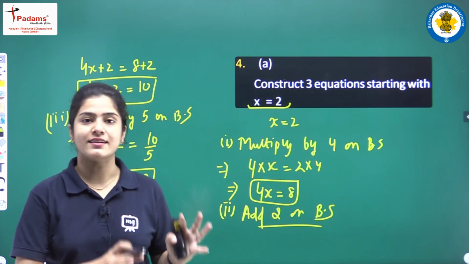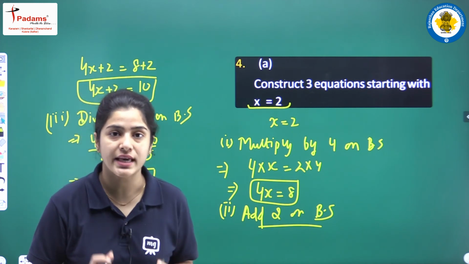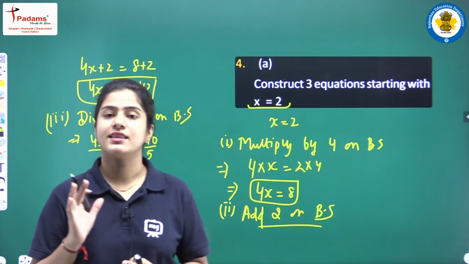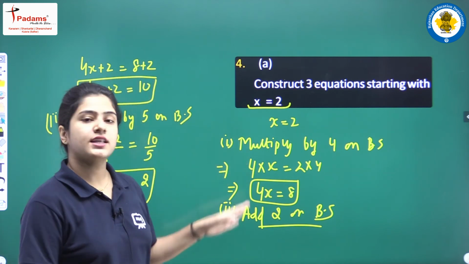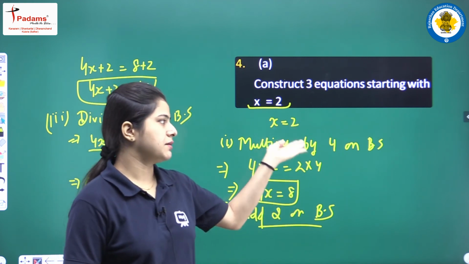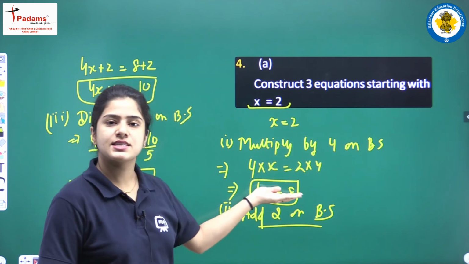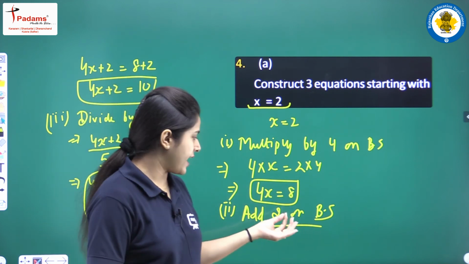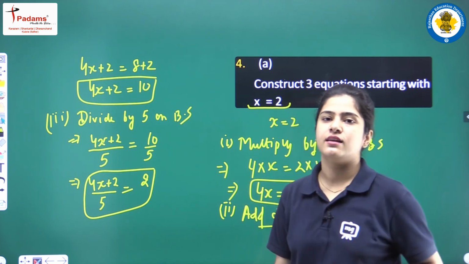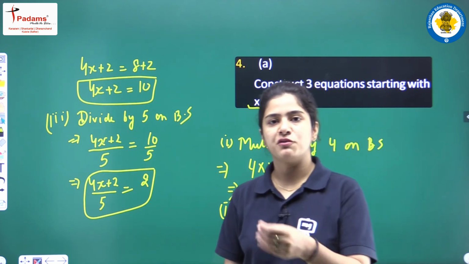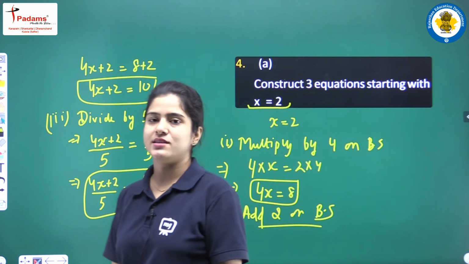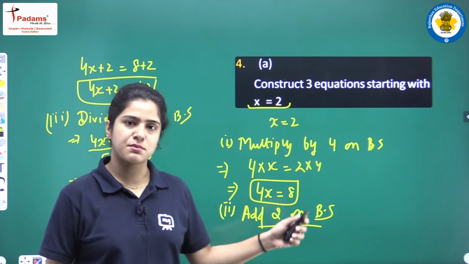Now you can have a clear look at how simple and easy it is to construct different equations if we are given the starting point, okay. So what have we done? To construct the first equation, we multiplied this starting thing by 4, okay. It became 4x is equal to 8. Now we have added 2 on both the sides, okay. So it became 4x plus 2 is equal to 10. Now we have divided by 5 on both the sides, so it became 4x plus 2 upon 5 is equal to 2, okay students.